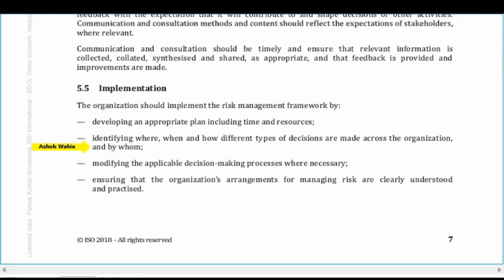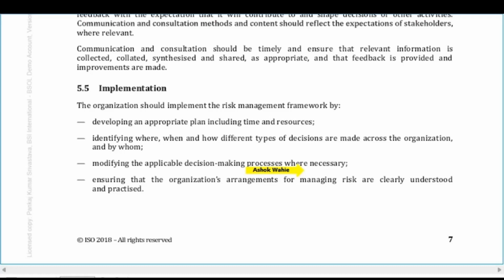Now, somewhere you may need to modify the applicable decision making process when necessary. For example, if you have been taking a decision to outsource certain activities without a formal risk assessment, then you need to ensure that the third party engagement does not happen without a proper risk assessment being conducted based on the risk management framework which we have now implemented.